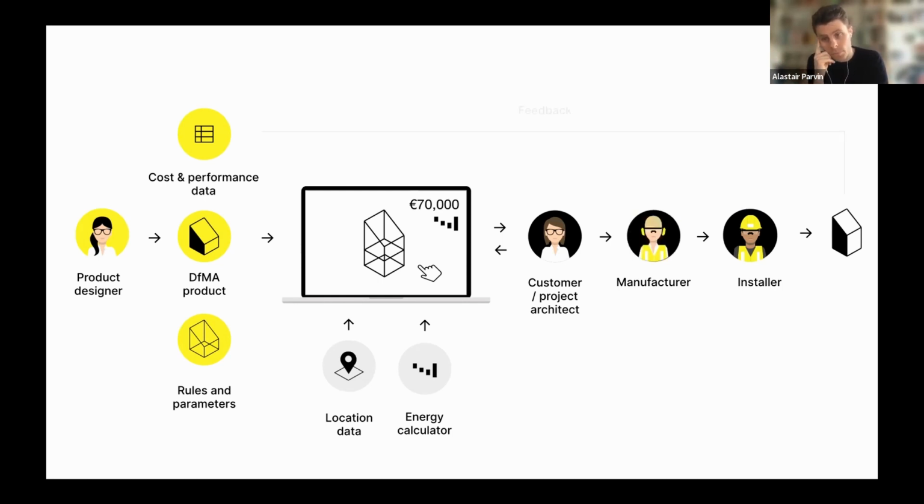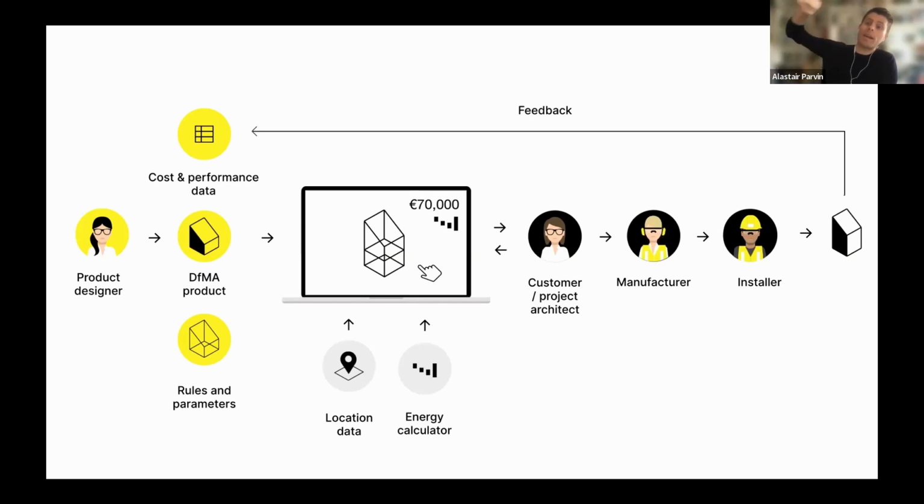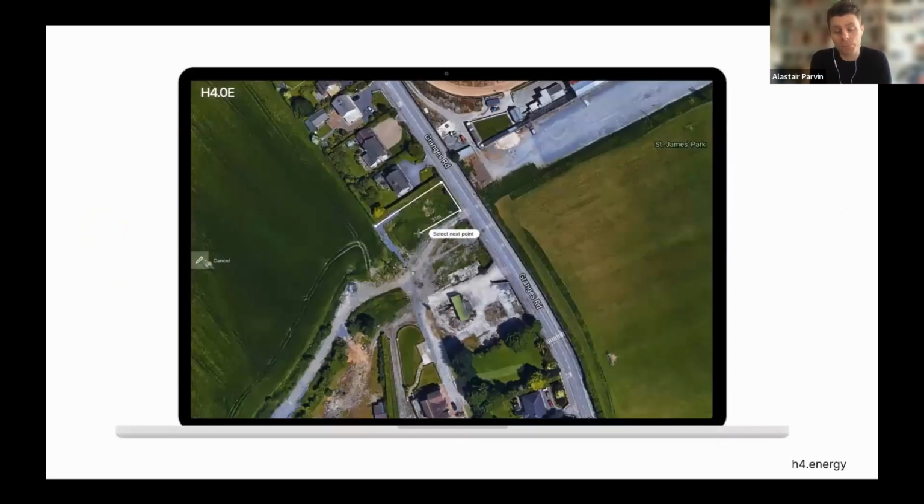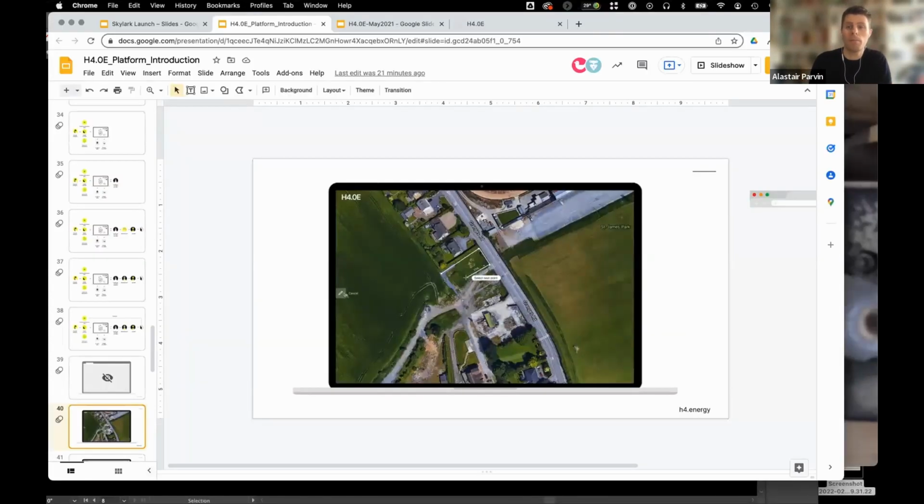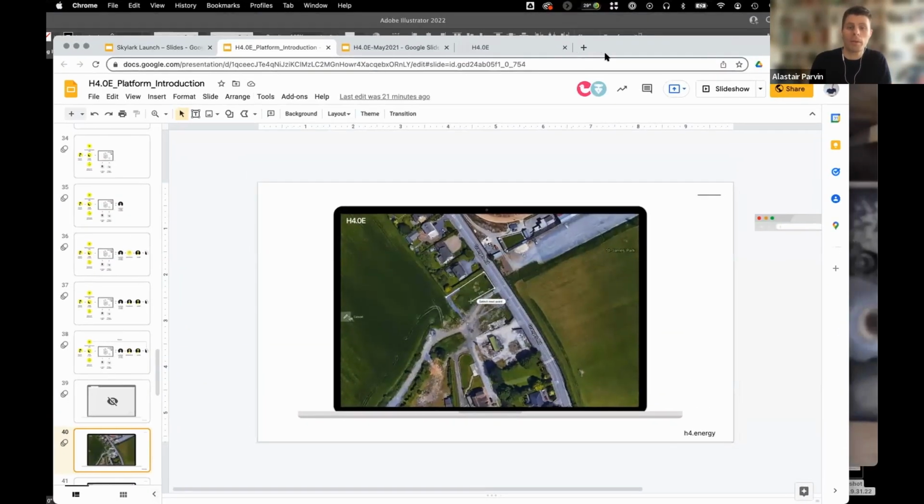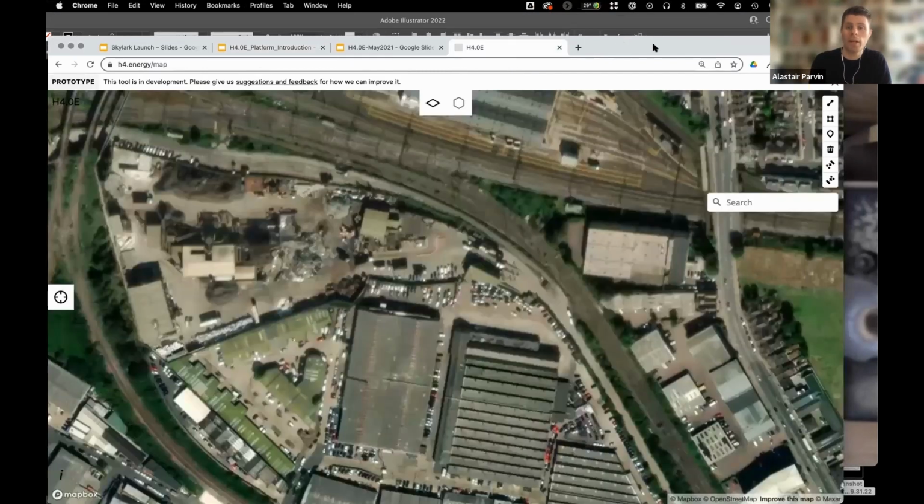And then, of course, the cool thing is that we would want to capture the data from those projects and feed that back into the model, so that the next person has up-to-date cost and performance data, so that those estimates get better and better over time. So I will now give you a very crude, very ugly, current demo of what the tool that we're building currently looks like.